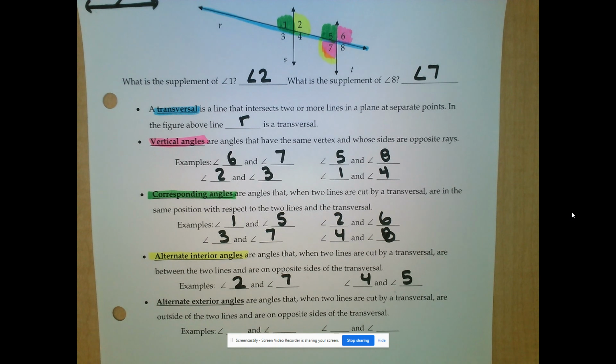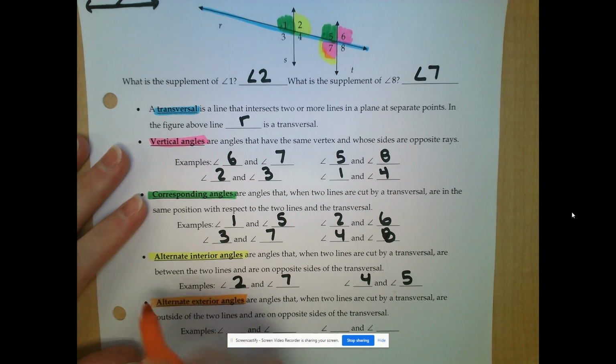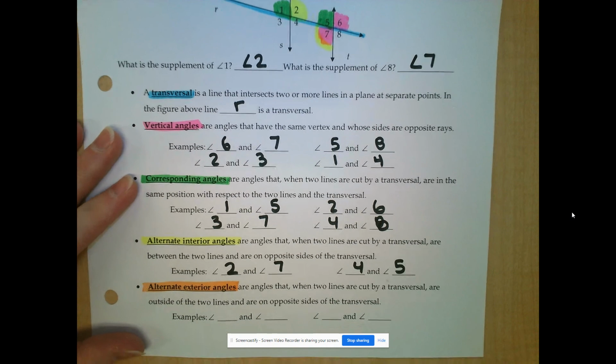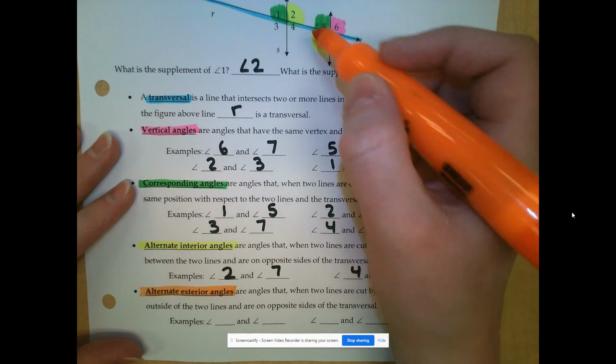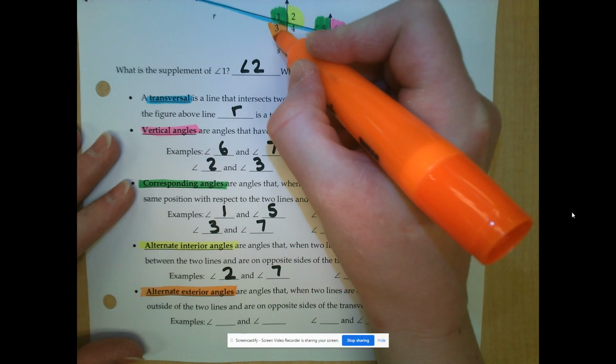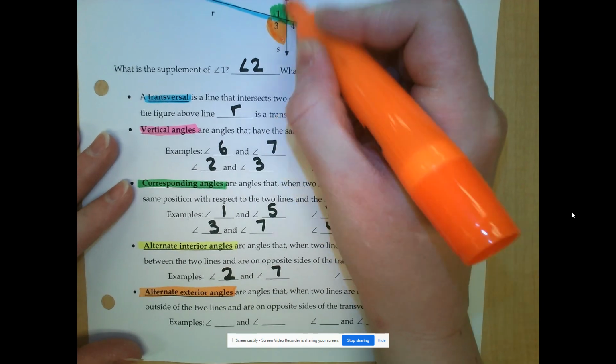Alternate exterior angles, the last one, and it makes the same sense. Alternate means one above, one below. Exterior this time means outside of the highways or outside of those parallel lines S and T. So in this case, I might go with angle 3, which is below. Notice it's on the outside of the highway.